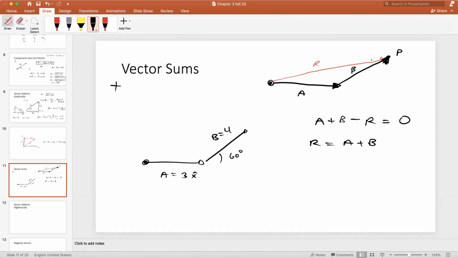Okay. Now, further, we say that r is equal to r of x and r of y. So if I draw this again in an xy plane, I can imagine that my r vector looks something like this, and I don't know what this angle is. I'm going to find out what this angle is. And it has some component rx and some component ry.